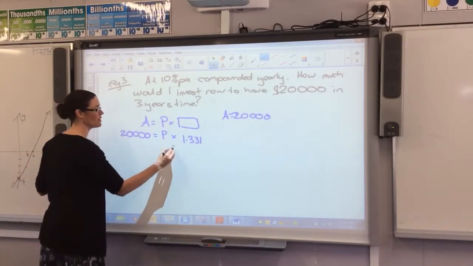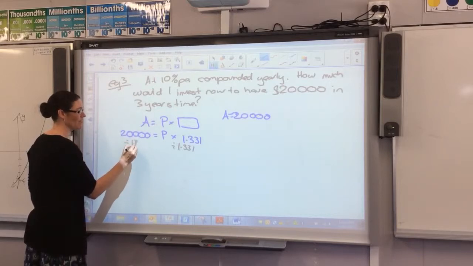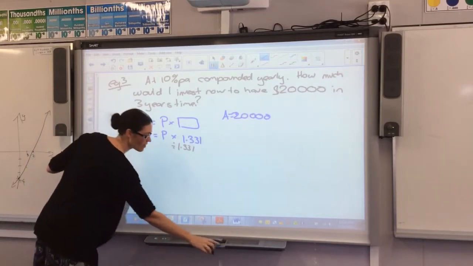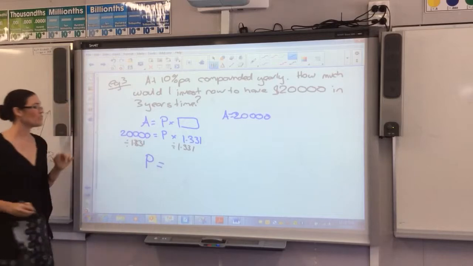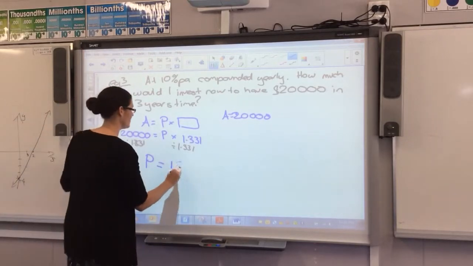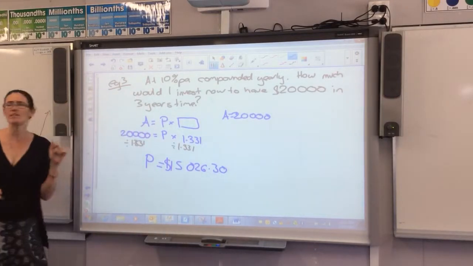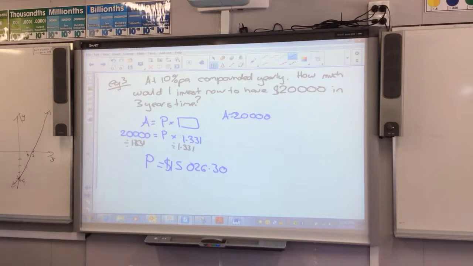Does everyone understand what I'm doing there? It's like I'm solving an equation. Well, I am solving an equation. So if I do 20,000 divided by 1.331, what do I get? 15,026.30. So that tells me I would need to invest $15,026.30 now to have that $20,000 in 3 years' time if I could get a 10% interest rate.